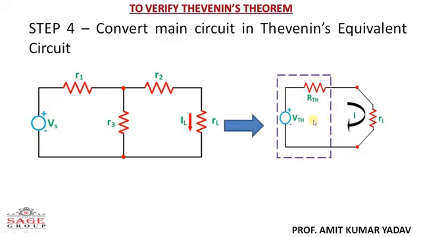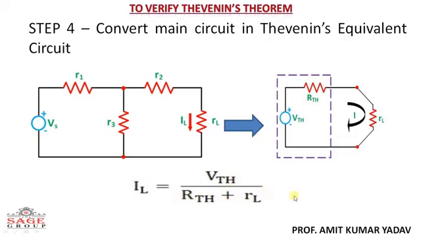In the Thevenin equivalent circuit, you have a VTH and RTH, both connected in series, and this connection of RTH and VTH is connected across this load terminal RL. Now what is the value of I here? Here I is your load current, IL, and it is calculated using this formula: IL equals VTH upon RTH plus RL.